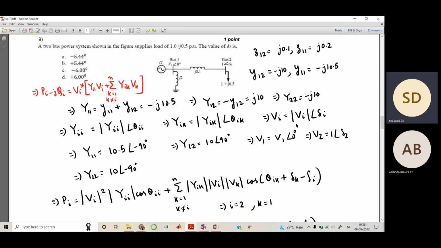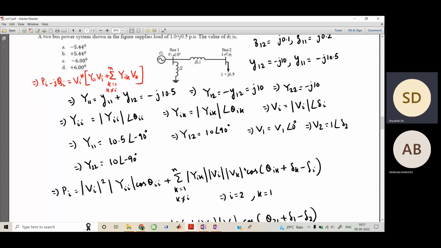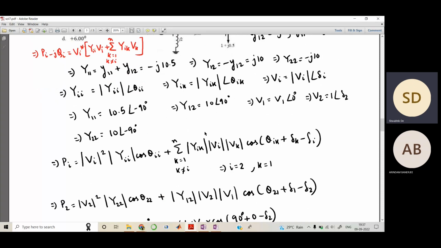So V1, Vi is what? Looking at bus 1, the magnitude we don't know, it is V1. And the angle we know, delta 1, it is clearly written, it is 0. Therefore, theta 1 would be 0. And at bus 2, it is V2 and the magnitude is 1, and the angle we don't know, it is theta 2, which we have to determine. So you know every one of these terms.